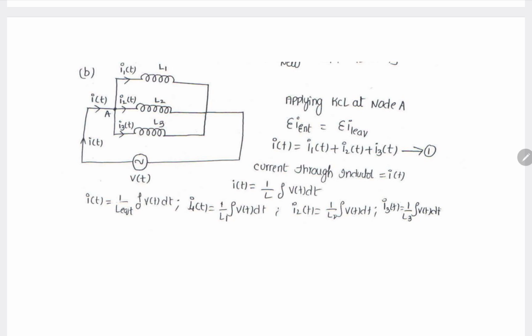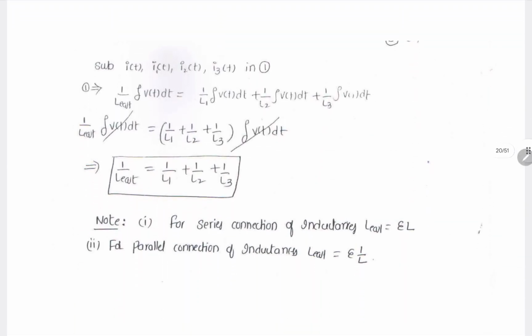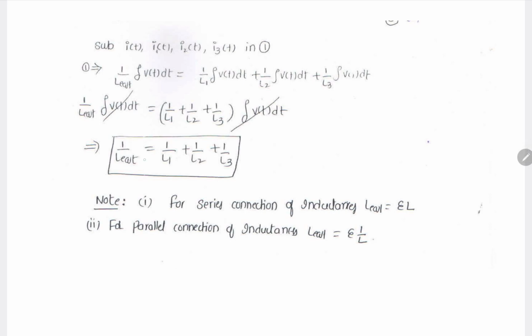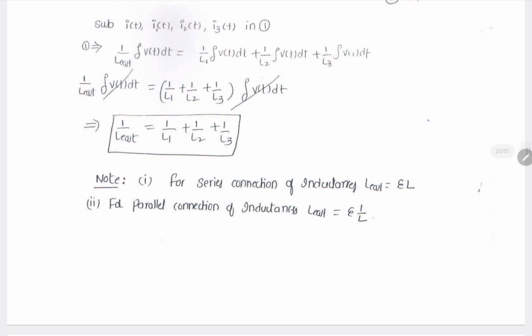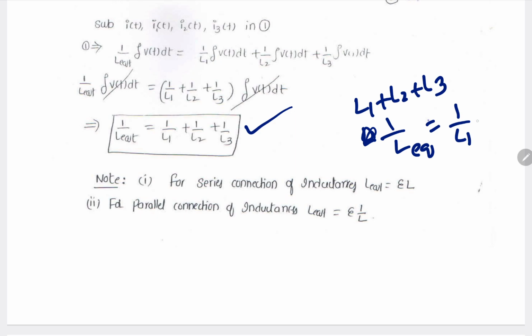See here, L1, L2 and L3 are connected in parallel, and we are finding out the equivalent inductance. So the equivalent inductance formula: 1 by L equivalent is equal to 1 by L1 plus 1 by L2 plus 1 by L3. This is the formula. So for series connection, L1 plus L2 plus L3. And for parallel connection, 1 by L equivalent is equal to 1 by L1 plus 1 by L2 plus 1 by L3.